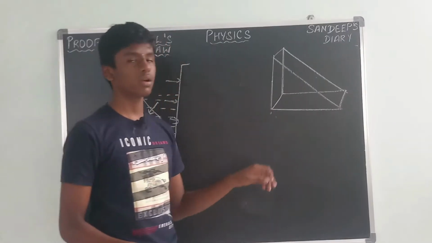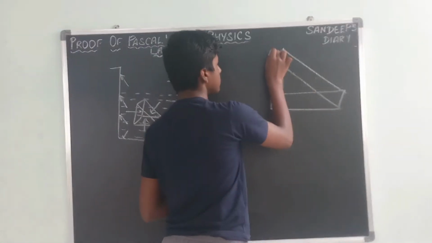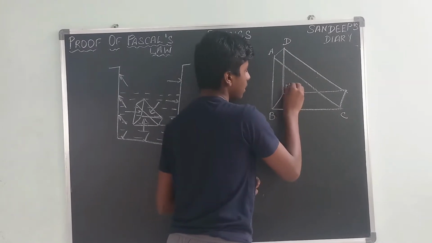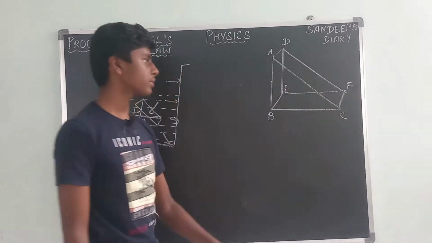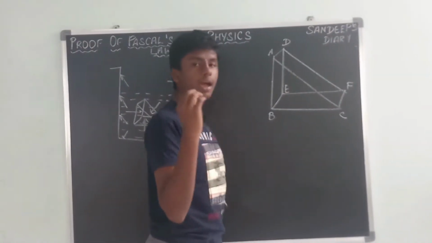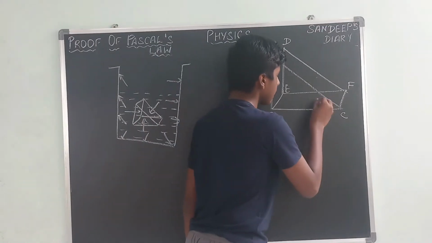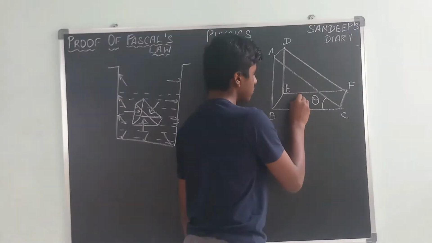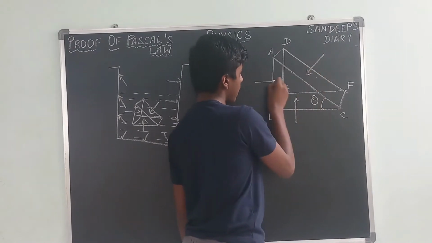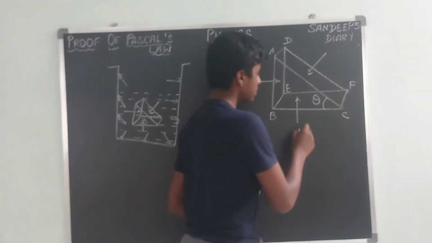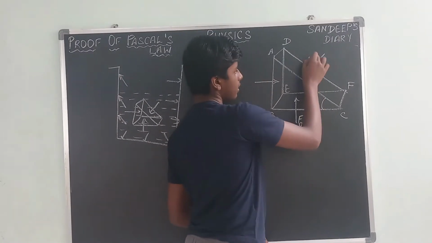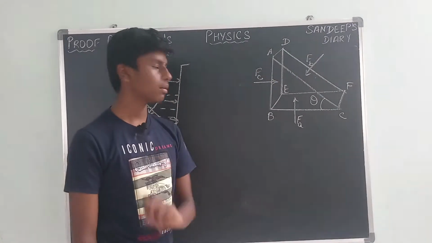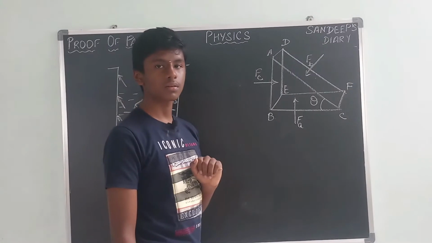In this prism, now we are going to name the corners. So it is A, B, C, D, E and F. We have named the corners. Next, I have some angles. Here is an angle theta, and here is an angle theta. Next, the forces acting on these sides. I am going to consider that force as Fa, here Fb, and here Fc. I have considered three forces here.